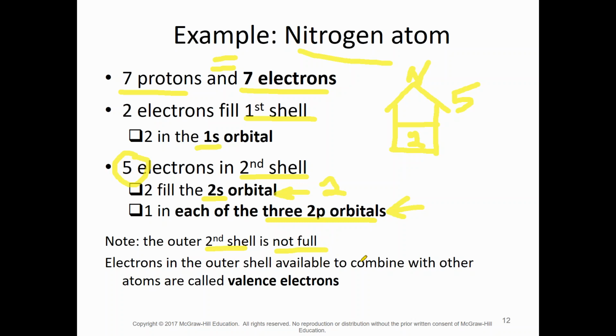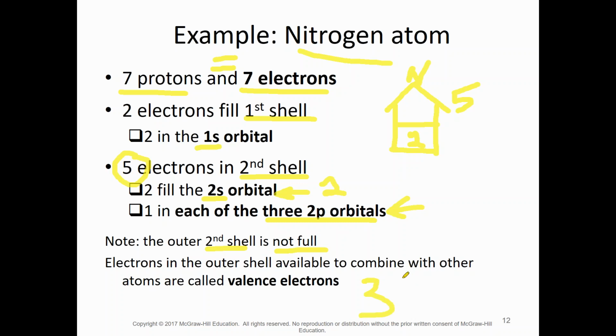So how many electrons can the second floor hold? Can the second shell hold? That's right, the second shell can hold 8, but there are only 5 up there. So how many vacancies are there? How many openings are there? That's right, there are 3 openings.